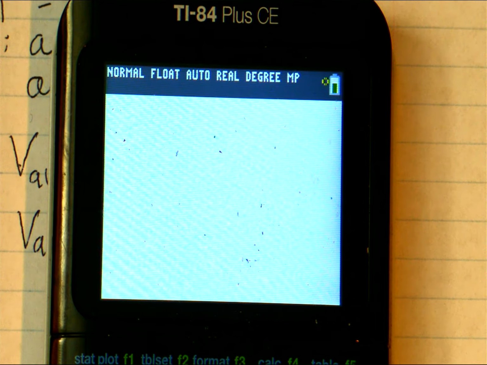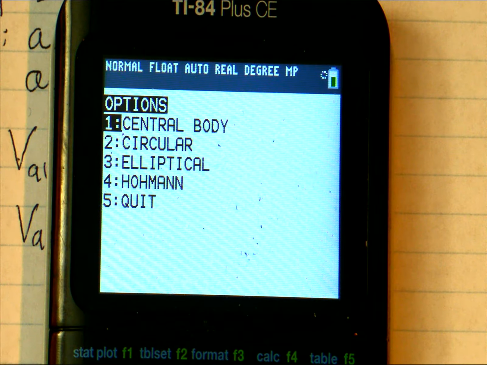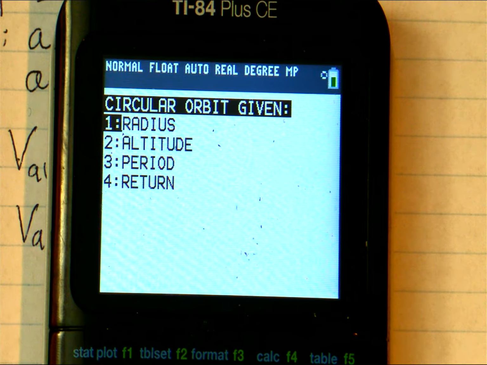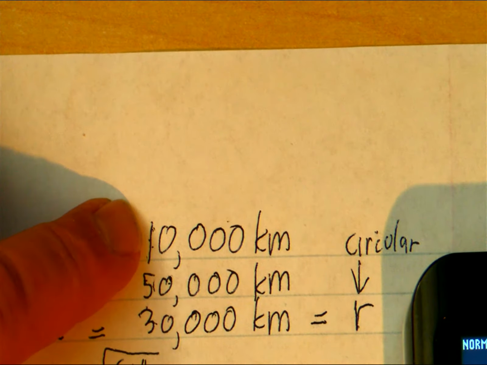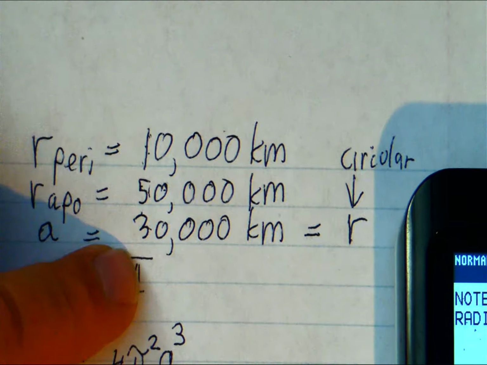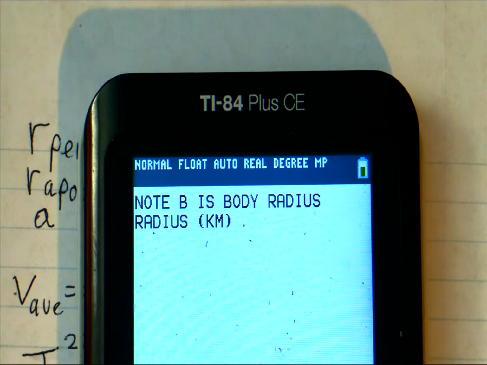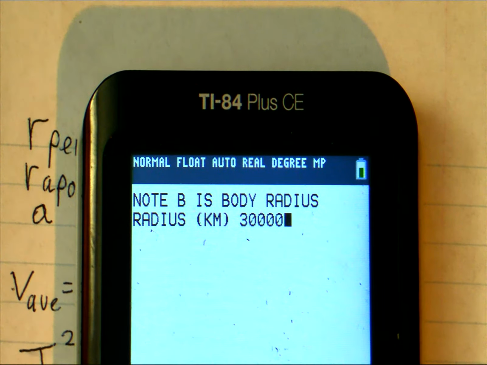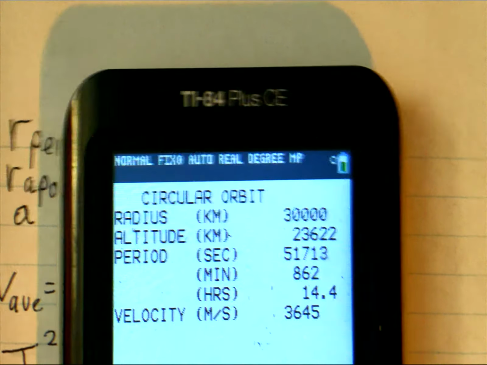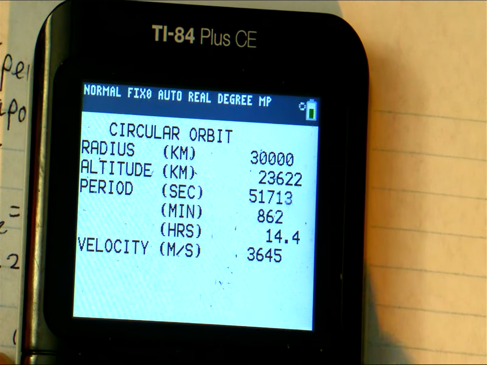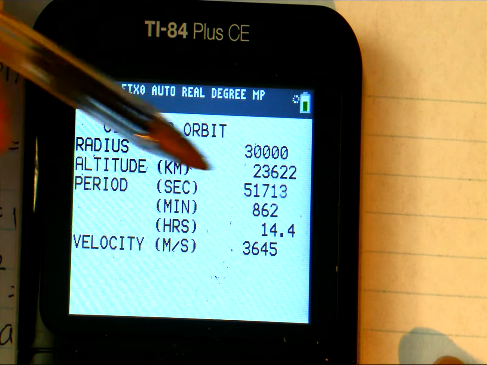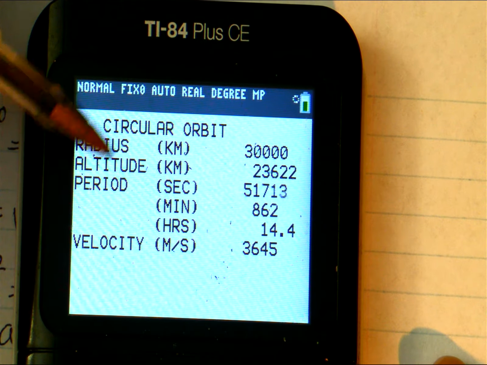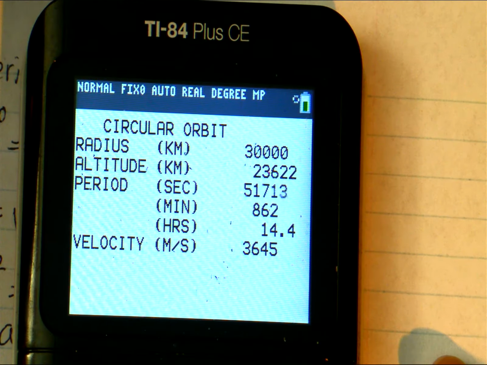So let's set our central body equal to the Earth. Let's do the circular orbit first and say that its orbital radius is the average of 10,000 and 50,000 kilometers, in other words, 30,000 kilometers. And as you no doubt would have calculated by hand, that means its altitude above the surface of the Earth, h, is equal to the orbit radius minus the radius of the planet, is 23,622 kilometers.